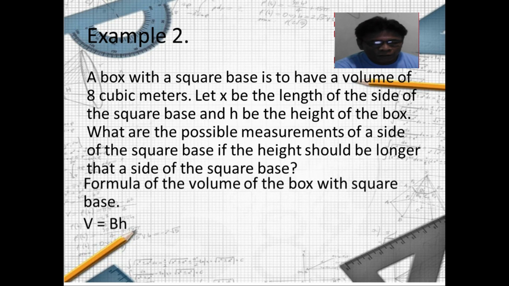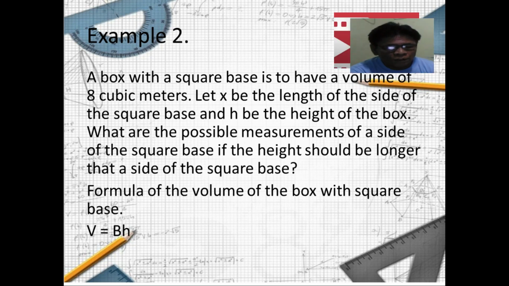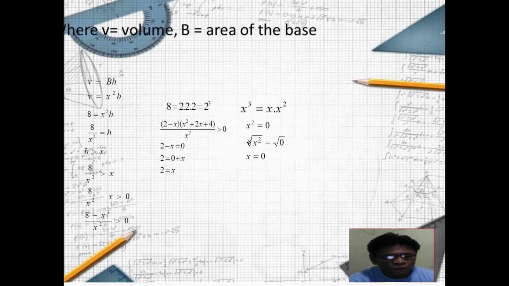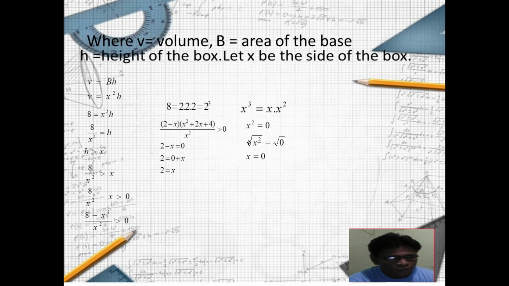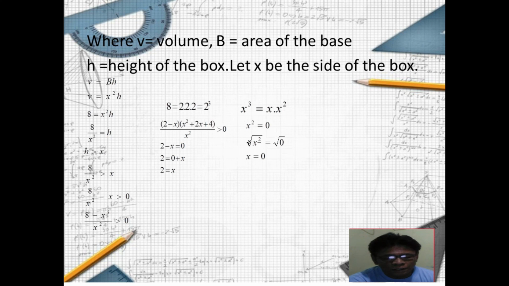Okay, for the first step of the solution, we identify the formula of the volume. So the volume equals B times height, where capital letter B is the area of the base, and h is the height of the box. Okay, let x be the side of the box.